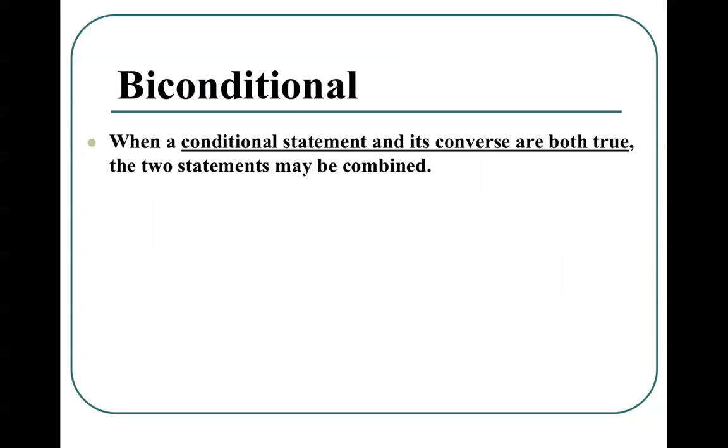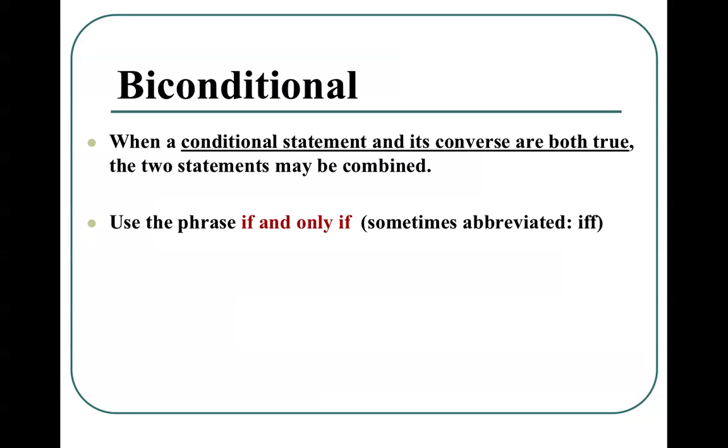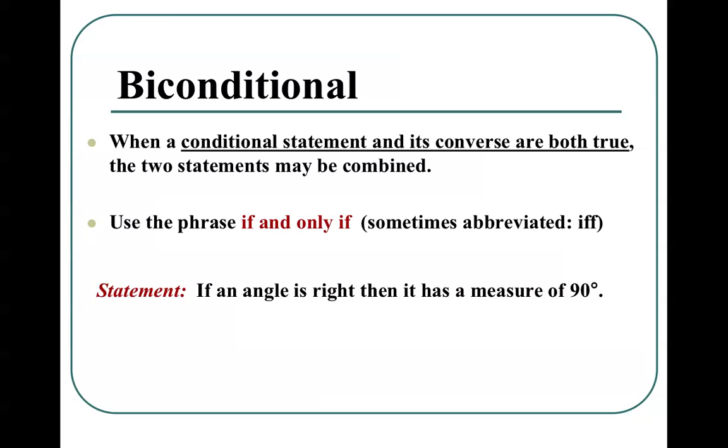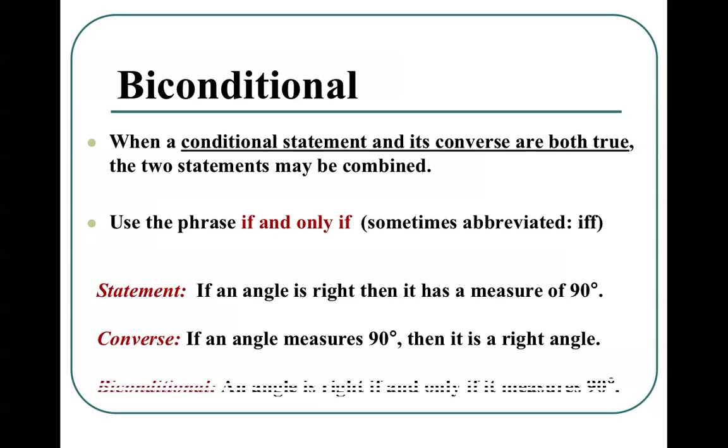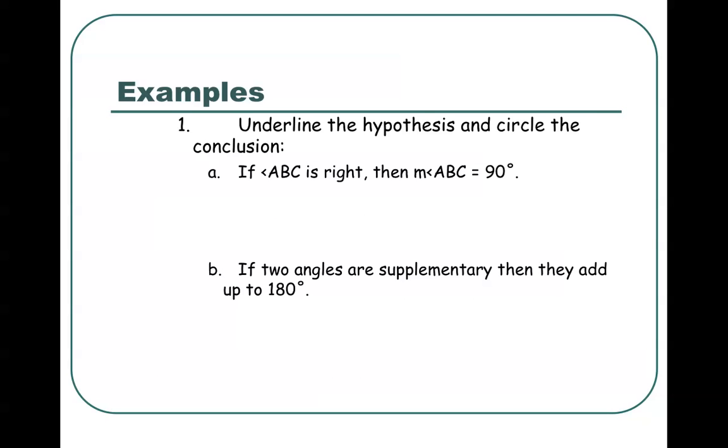Biconditional, we want to add this to our notes somewhere. When a conditional statement and its converse are both true, the statements may be combined. This is usually used for definitions, and we can say if and only if instead of the if-then format. For example, the definition of a right angle is 90 degrees. So we could then say an angle is right if and only if it measures 90. Think about another definition, maybe the definition for perpendicular lines. Lines are perpendicular if and only if they intersect at a 90-degree angle. Okay, we can use that for any definition.